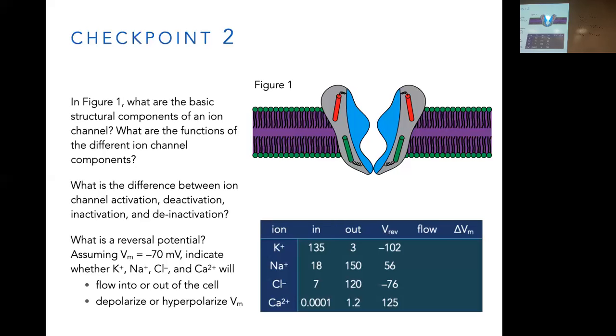Alrighty, reversal potentials are big. You need to understand those. What is a reversal potential? Yes, they are the exact same thing. It's a certain potential where there's no net difference in the ion flow. Exactly, no net movement of ions. Ions don't flow in, don't flow out.